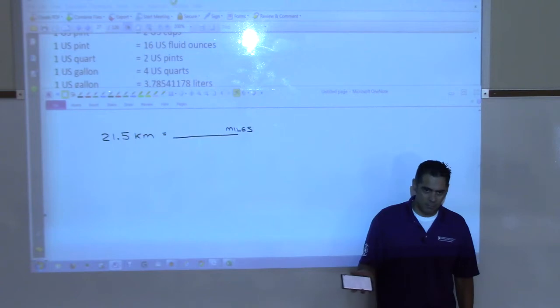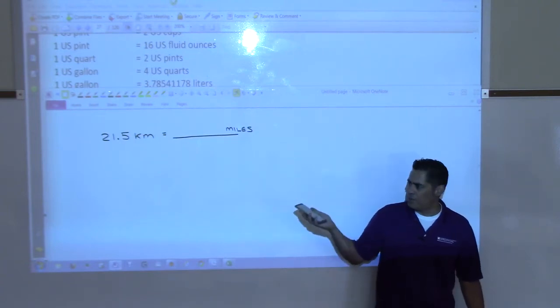Twenty-one point five kilometers is equal to 13.359 miles. Okay, this is the world we live in. We can do this with a computer.